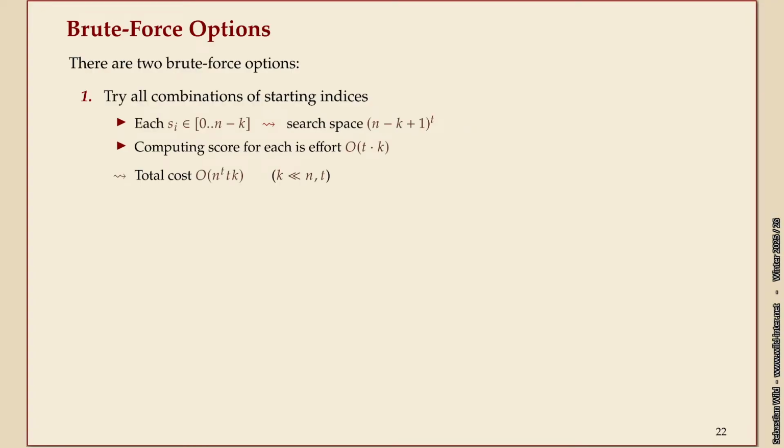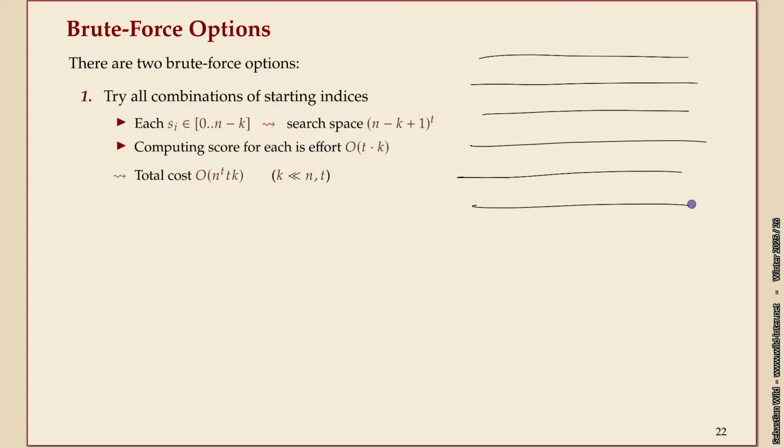Let's look at some simple things we could do. Brute force options to solve the problem exactly, just to see how bad things get. One option is we're looking for these starting positions in all the strings. I remember my picture with the red parts. I'm looking for these s_i, s_1, s_2, and so on, so that if I read k letters from each, that has the minimum distance to a consensus string. And I could just try all combinations. How bad can you possibly get?